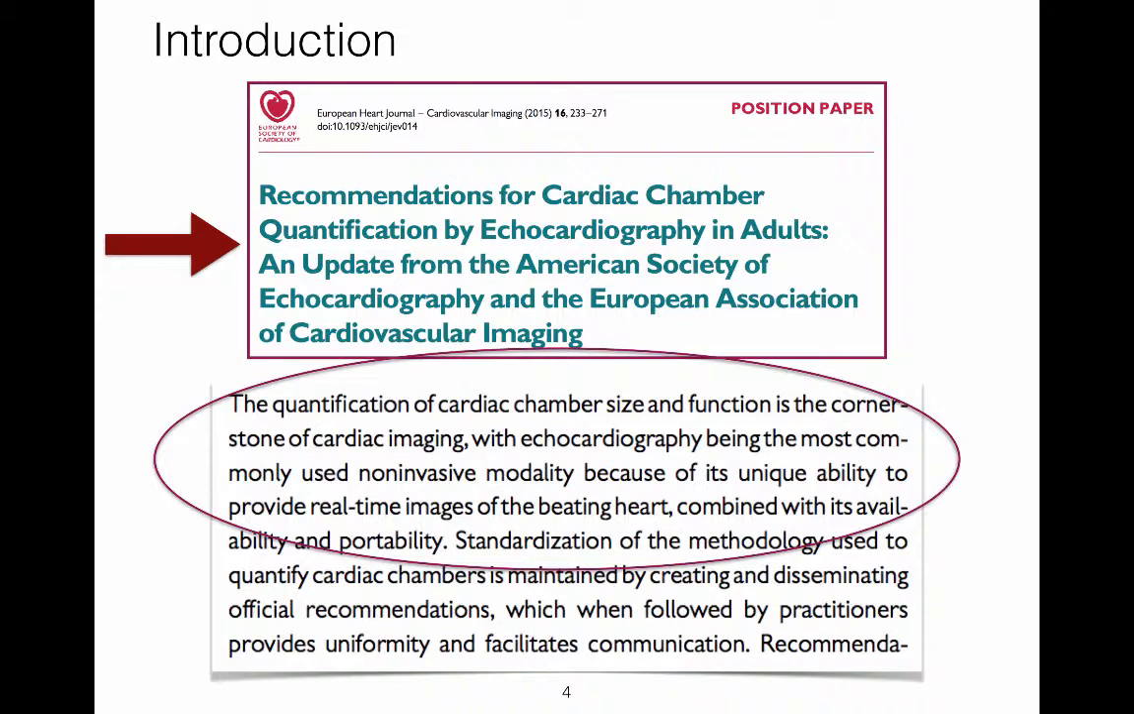Normal values from this paper are part of the Western Sydney University Echocardiographic Reference Values document, which will be referred to often throughout the course and which you as students need to be very familiar with.